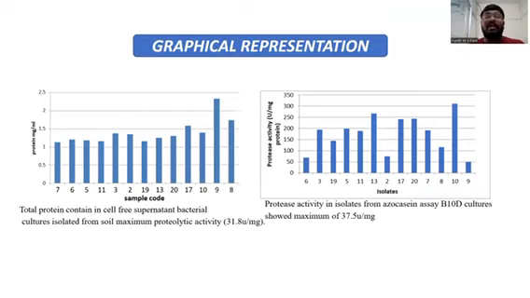The total protein content in the cell-free supernatant of bacterial cultures from the soil is maximum in isolate 9, which is one of the isolates collected from the soil. And the protease activity is seen maximum in the cultures of wheat and D, which I have mentioned. The maximum shown is 37.5 micrograms per mg.